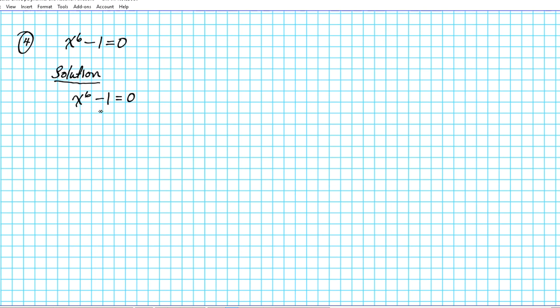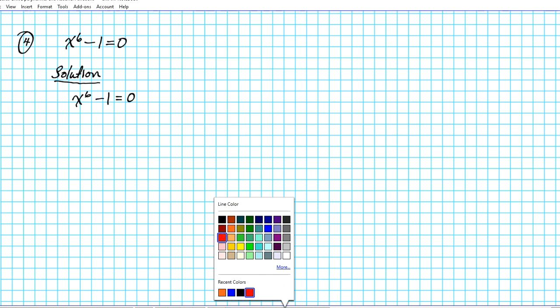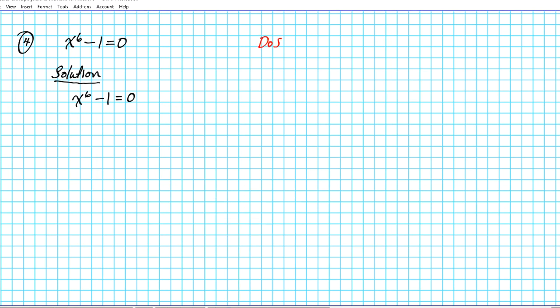Now, if you take a look at what we have here, you notice that we have a difference of squares. Do you see that? x to the 6th is a square because the power is even, and 1 is a square because 1 times 1 is 1. Alright, so we have a DOS situation. Let's write the formula again. For DOS, we have a squared minus b squared equals a plus b times a minus b. Let's use the minus one first. It doesn't really matter, but let's just say we have a minus b times a plus b.